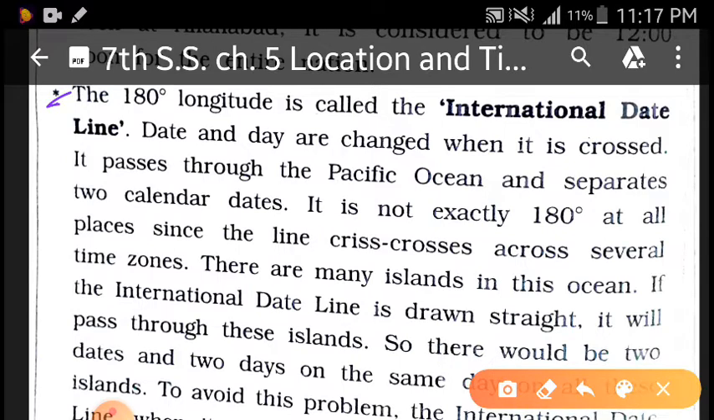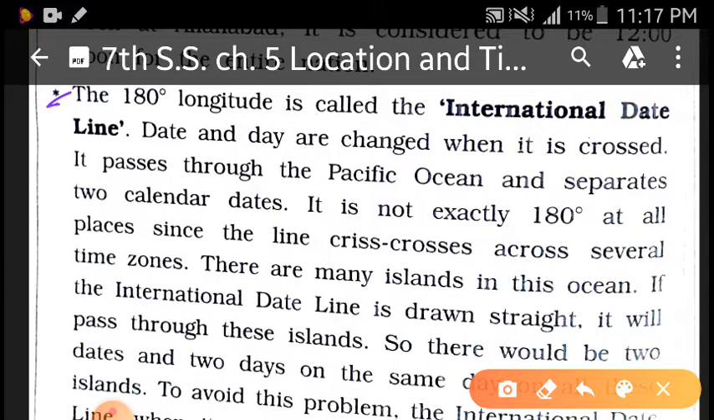The 180 degree longitude is called the international date line. Date and day are changed when it is crossed. It passes through the Pacific Ocean and separates two calendar dates. When it crosses from one island or country to another in the Pacific Ocean, the time, date and day are changed.